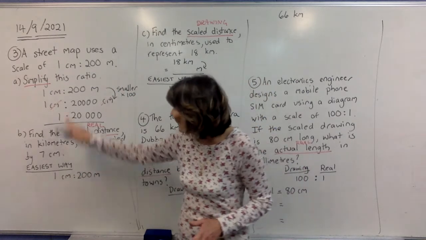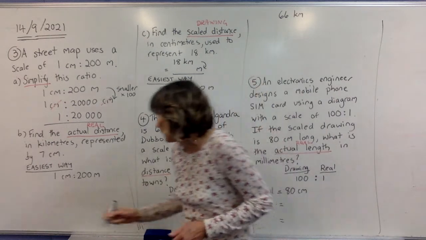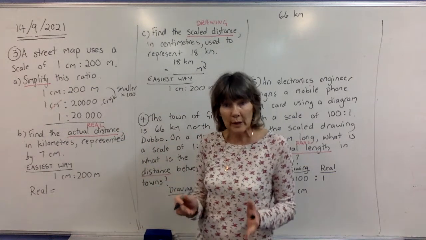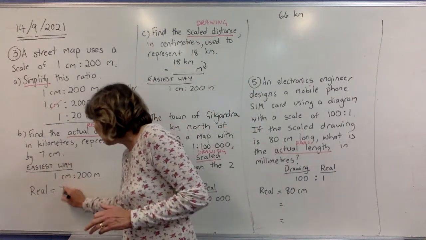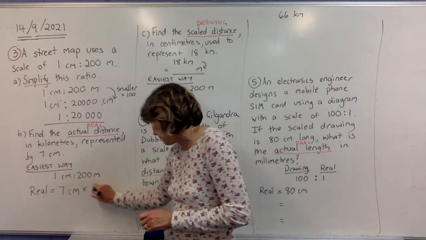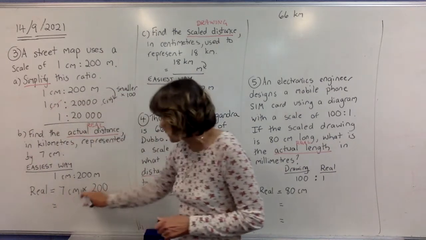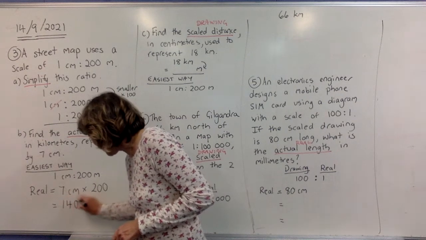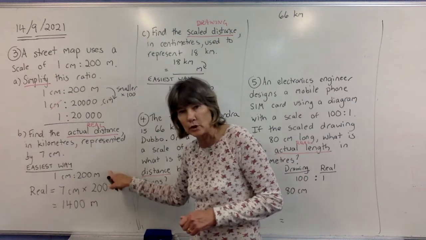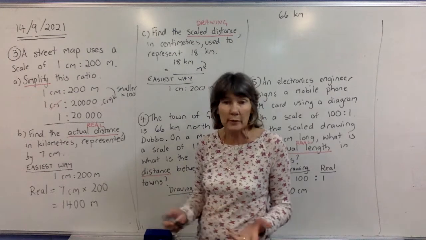So I'm going to look at 1 centimetre to 200 metres, and now I'm going to think about what they want us to do. So to get the real measurement, remember when you get it to real, you're going to start with whatever they give you, and you're going to times by that number there, 200. So if we multiply those out, on your calculator it will give you 1,400. Now, the answer will be in metres if you're using this scale, because you have to go with the units that are written there. So the real measurement would be 1,400 metres.